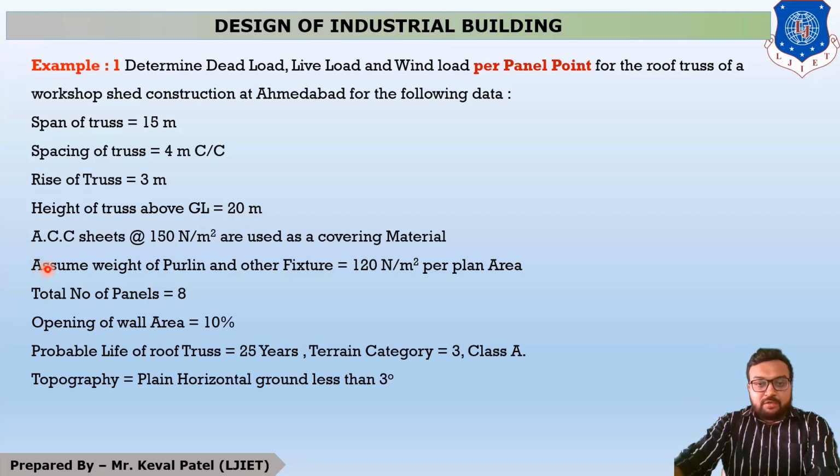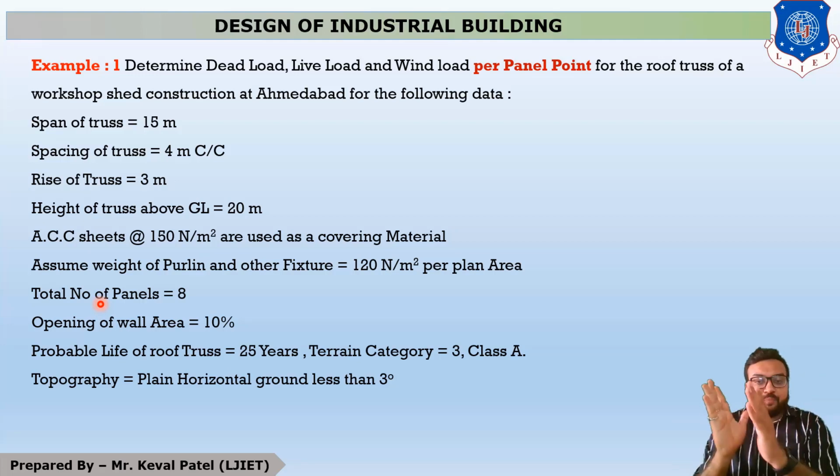In roofing material we have to use AC sheet having a self weight of 150 Newton per meter square. Next, assume a self weight of purlin and other fixtures as 120 Newton per meter square per plan area. Total number of panels is 8. It means 4 panels on the left side and 4 panels on the right side.